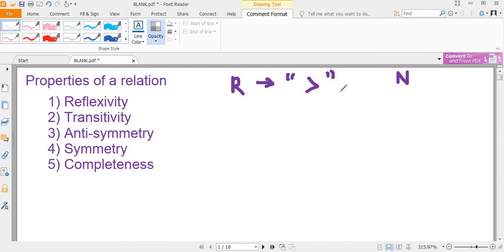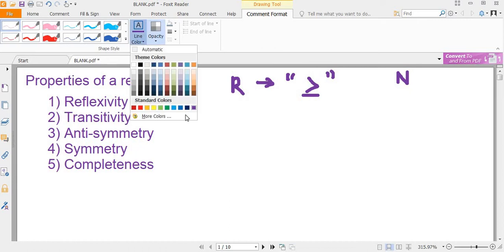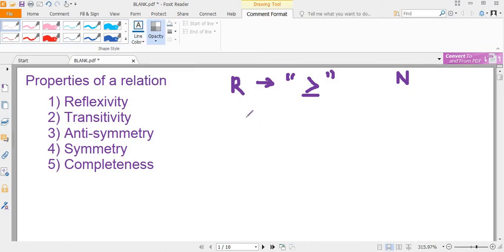Let me change my pen color to a different color. Now we will be talking about the relationship is greater than, and we will be looking at elements from the set of natural numbers. Now what do I mean by a relation in this case? Let me say that this relationship will be greater than or equal to. So let us take the relationship is greater than or equal to. Now what do I mean by that? Let's say I take a number 3 and I take the number 5. So 3 is a natural number or a positive integer.